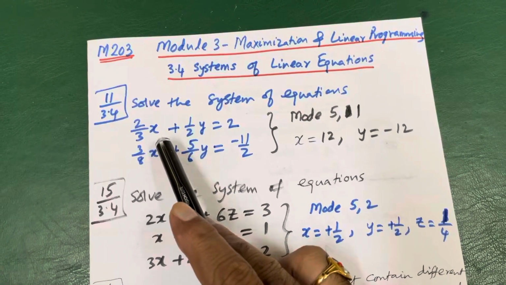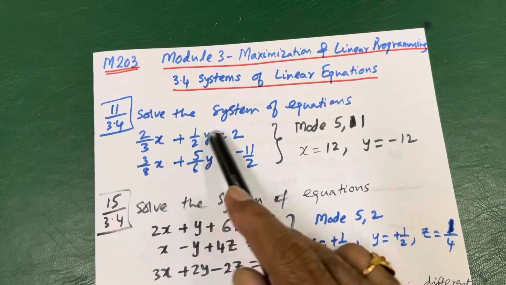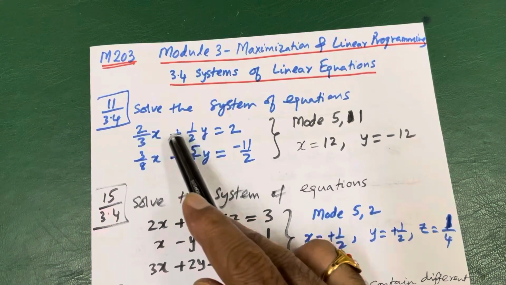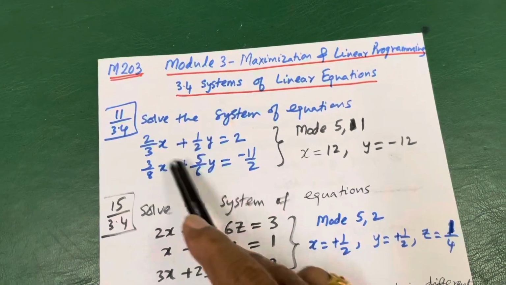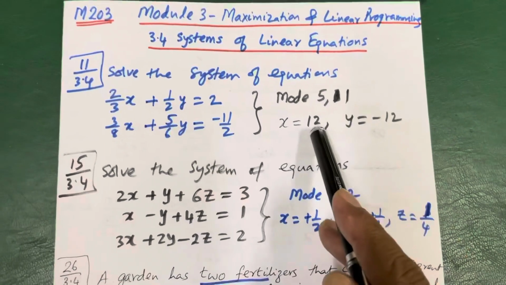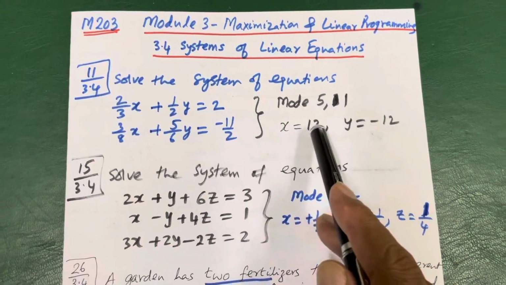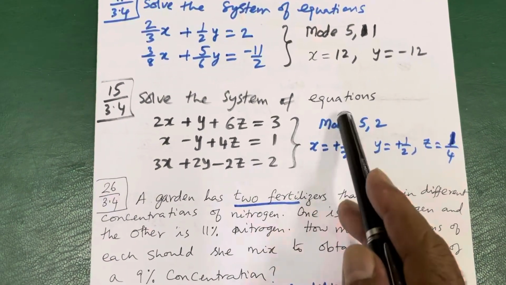This is a system of linear equations in two variables, also called simultaneous equations. That is two variables x and y and two equations. This is equation 1, this is equation 2. How to solve this? Modify 1 and then you will get the answer x equal to 12 and y equal to minus 12.